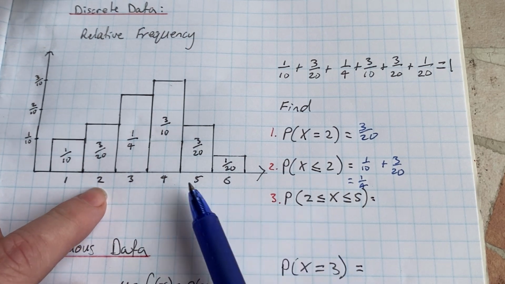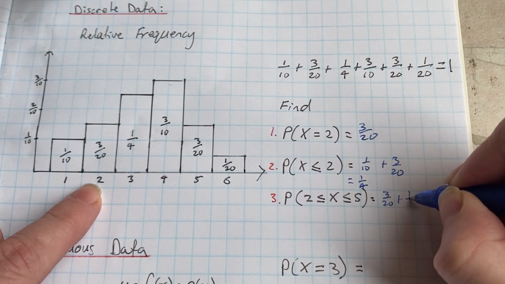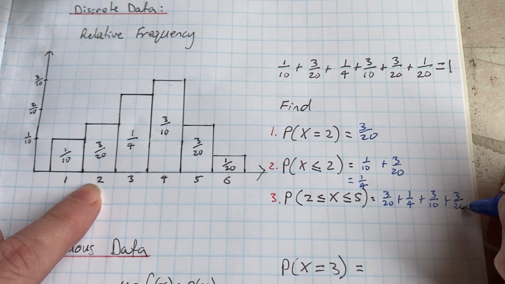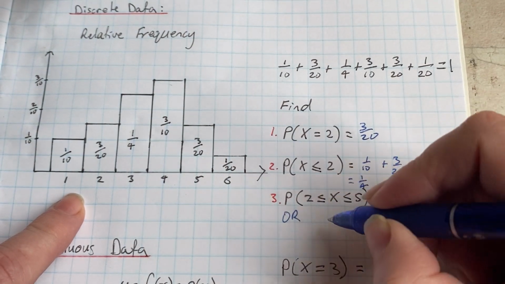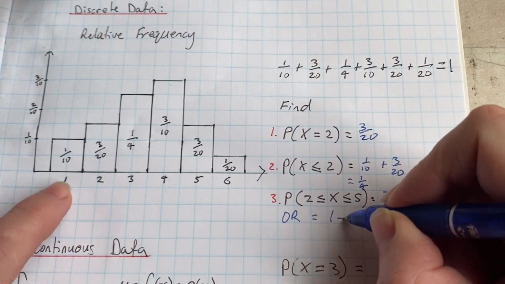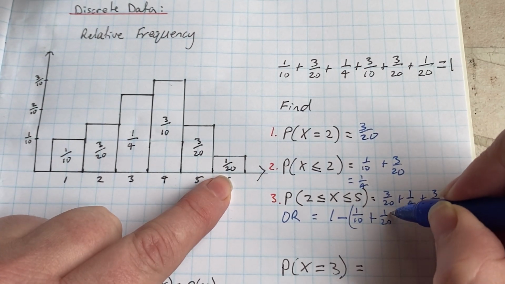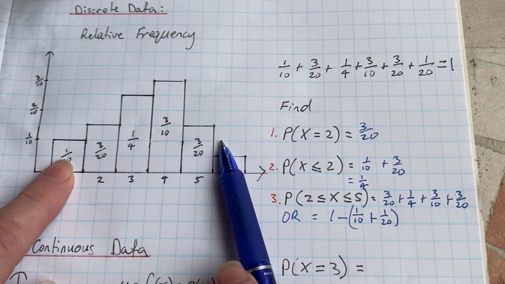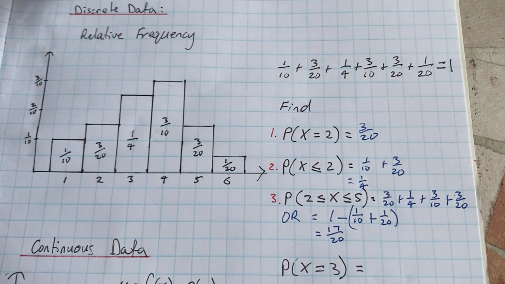The probability it's between 2 and 5 is all of those 4 added together. So 3 on 20 plus a quarter plus 3 on 10 plus 3 on 20. But actually that's not even how I would do that, because they all add to 1. It'd be much easier to do 1 minus 1/10 and 1/20 together. You subtract these two from 1 and you've got what remains there. And the answer to that is 17/20. So that's how probability works with discrete data.